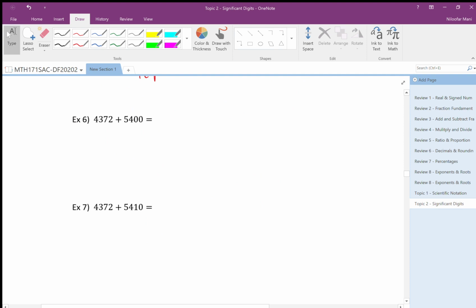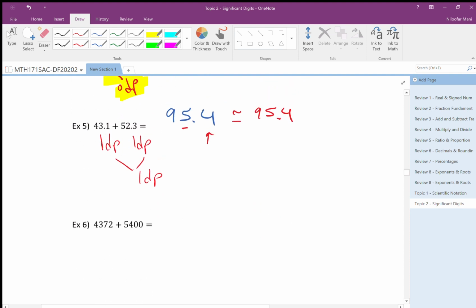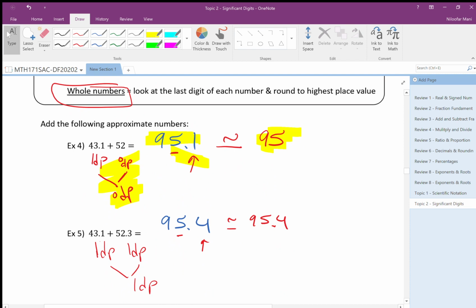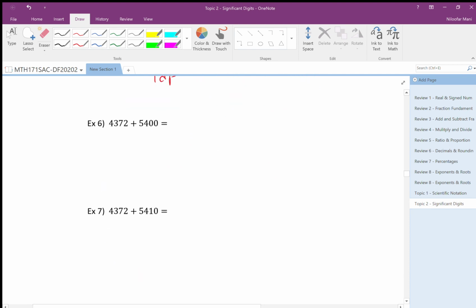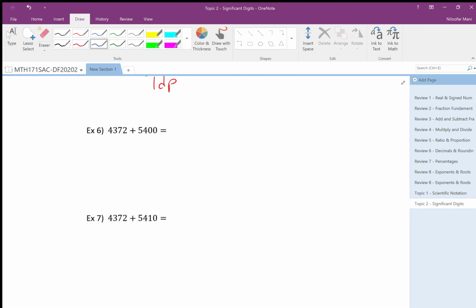How about this? What did I say? I said for whole numbers, look at the last digit of each number and round to the highest place value. So if you see zeros, do you remember I said zeros are ambiguous? It means zeros are not clear, so I'm not really sure. Maybe I had, for example, 5, 4, 1, 1, and for some reason it's rounded to 5, 4, 0, 0, and so I'm not sure. So when I see those zeros, I have to consider that I have to round to this place value.